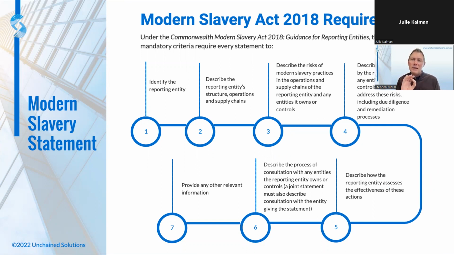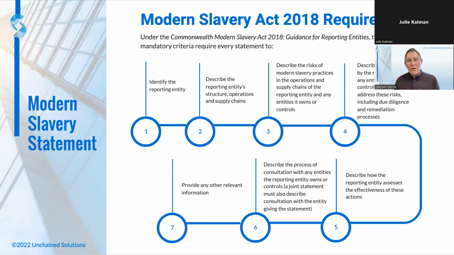So they need to do processes and activities to describe modern slavery risk, both in their supply chains and in their operations. And then, in point 4, they need to describe the actions that they've taken to address those risks for effective monitoring and reporting. And fifthly, the 5th criteria is to describe how effective those processes are. And this area for many companies is one of the most challenging.